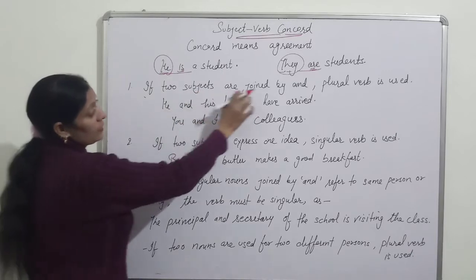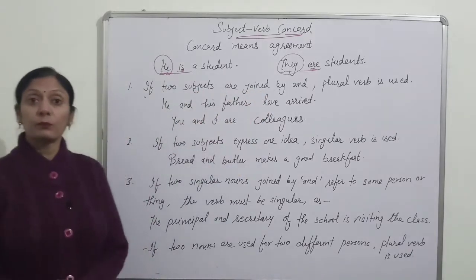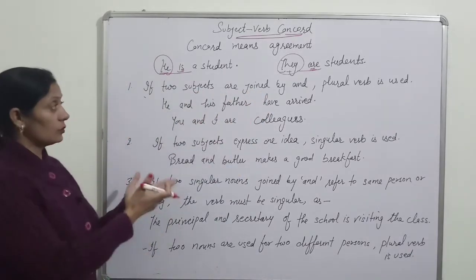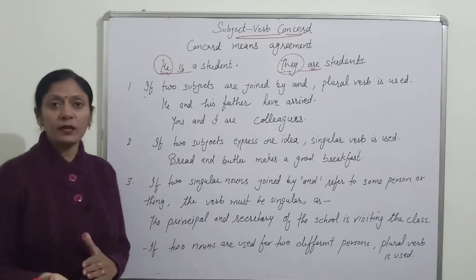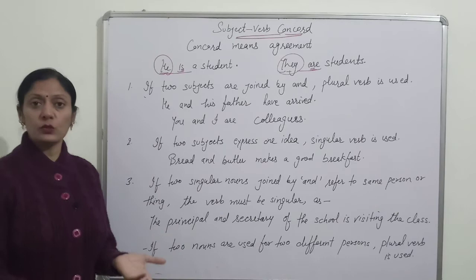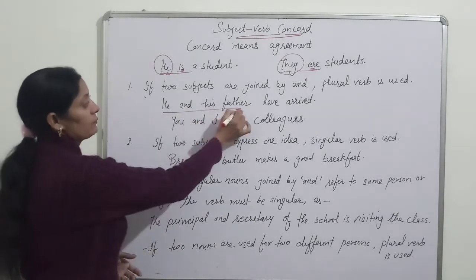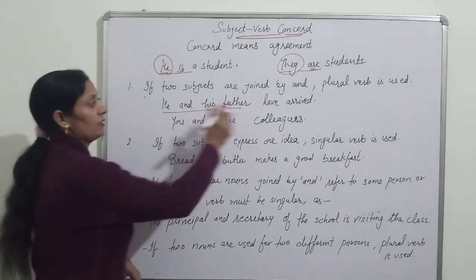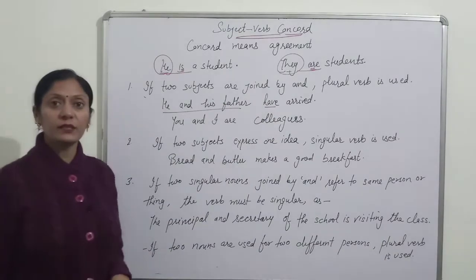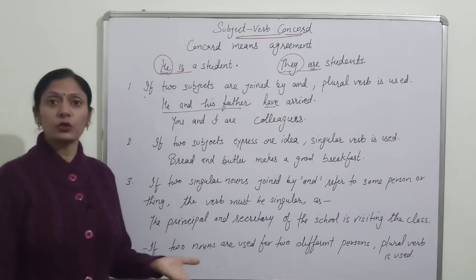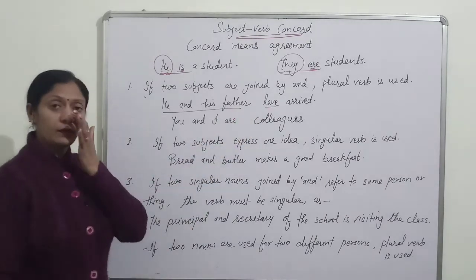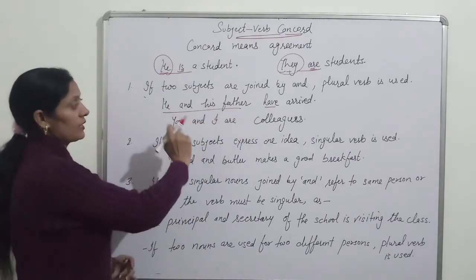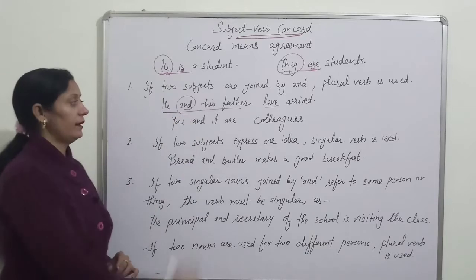If two subjects are joined by and, a plural verb is used. No doubt two subjects, two nouns are there. For more than one, we use a plural verb. He and his father, two persons are there. He and his father have arrived. He and his father are going to market. Okay, always a plural verb is used when two nouns or two subjects are joined by and.